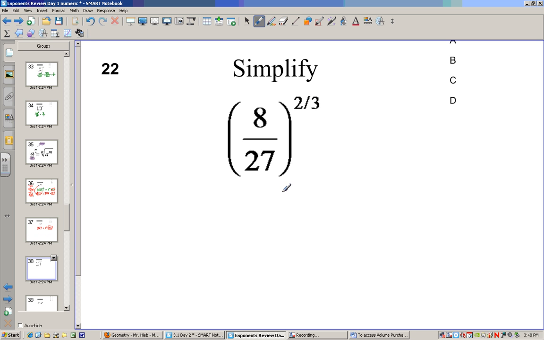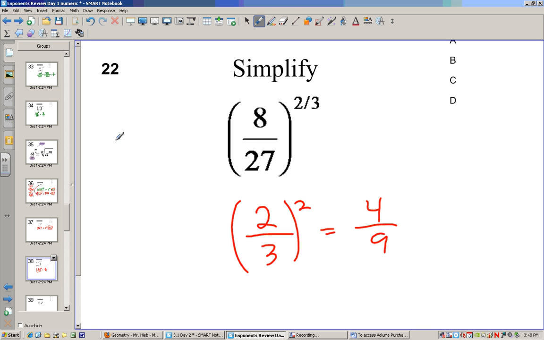Now we have a fraction. What we could do is cube root all of these first. So the cube root of 8 is 2. The cubed root of 27 is 3. If I square that, it would be 4/9.